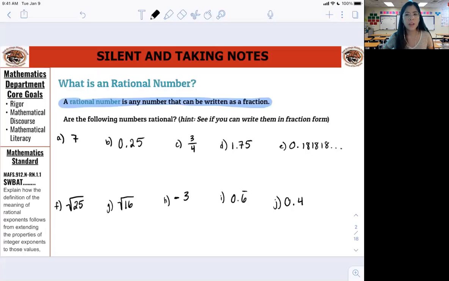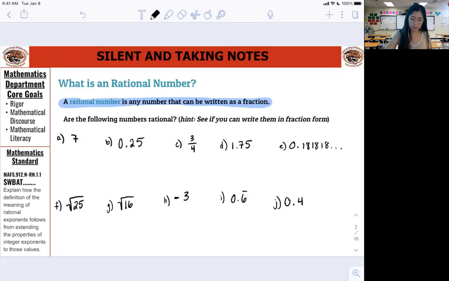All righty. So continue writing because I will continue to work on this page. I'm not going anywhere, but a rational number is any number that can be written as a fraction. That's all a rational number is. So let's go ahead and look through these examples and figure out if the number is rational or not. You want to see if you can write it as a fraction. If you can, then it is. If you cannot, then you're out of luck.